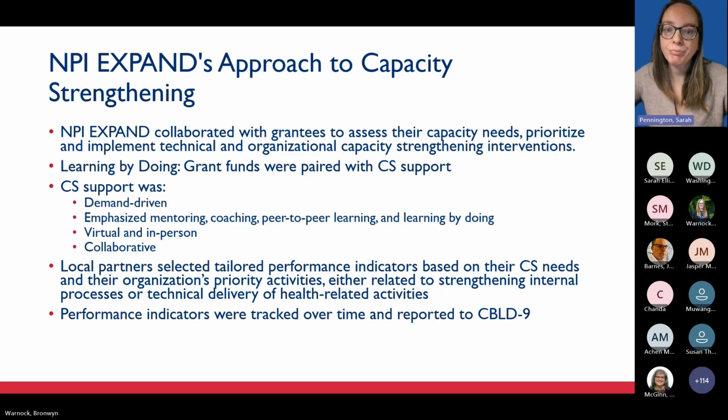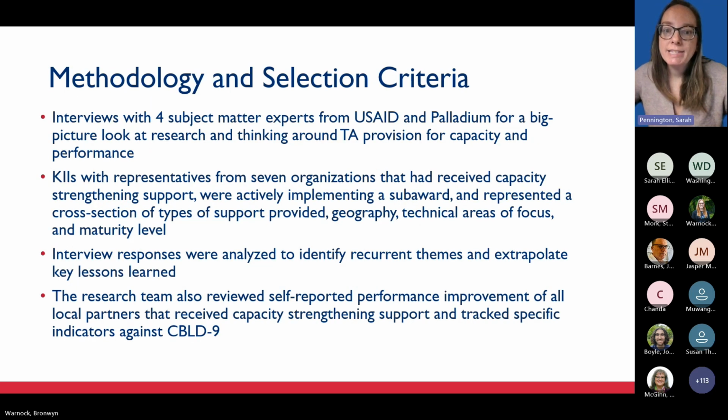accountability programming. A subset of the organizations further identified performance indicators they would track over time to respond to USAID's CBLD9 indicator. And they used internal management indicators, things like financial performance indicators, organizational strengthening output indicators, for example, the number of policies developed or implemented, and project performance indicators, for example, the number of people reached with health messages or provision of contraceptives. The project also supported these partners in monitoring their performance against their selected organizational performance improvement metrics so that we would be able to report to CBLD9. So that summarizes the capacity strengthening support provided by NPI EXPAND to local partners.